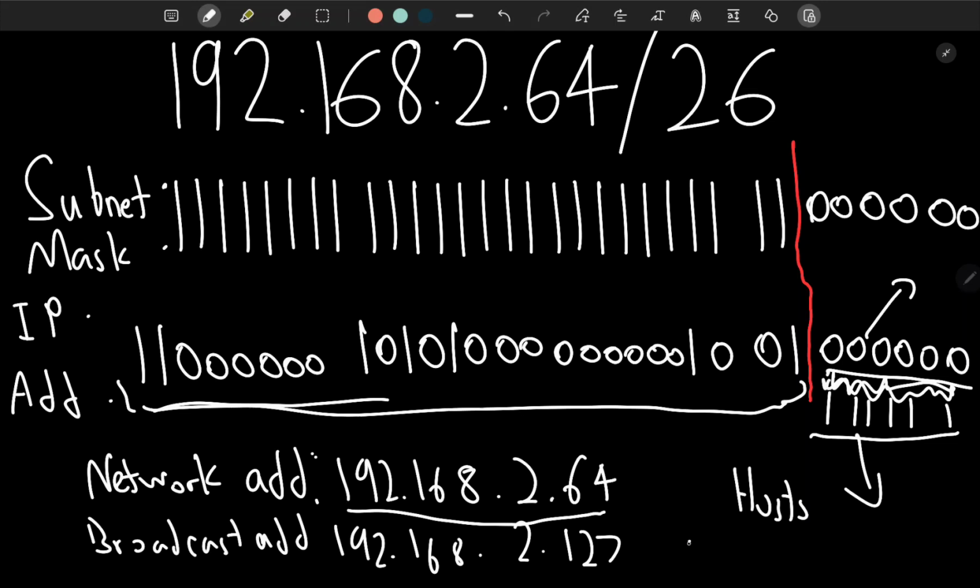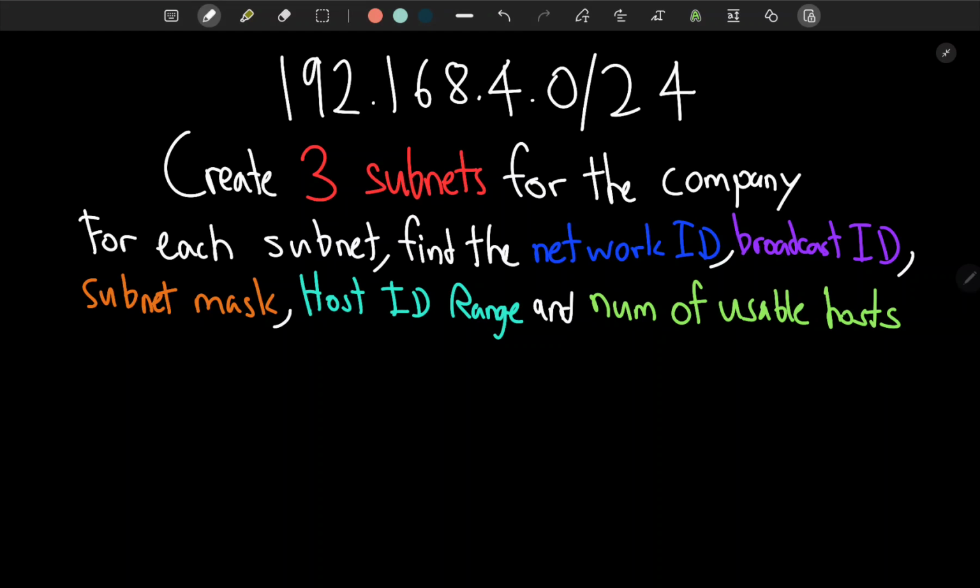So what I mean is everything is the same, the first three octets, and you start from 65 because 64 is used for the network address, all the way up to 192.168.2.126. So now, what if you are given an IP address and you are told to create three subnets for the network? And you need to find for each subnet the network ID, broadcast ID, subnet mask, host ID range, and the number of usable hosts.